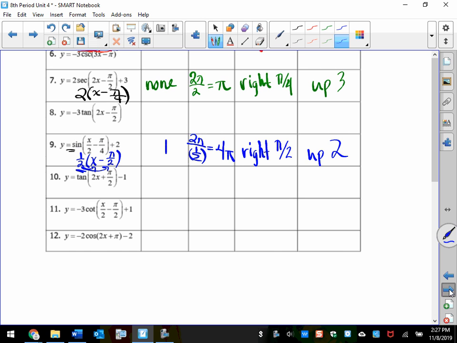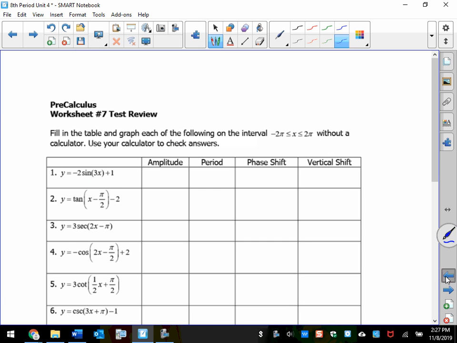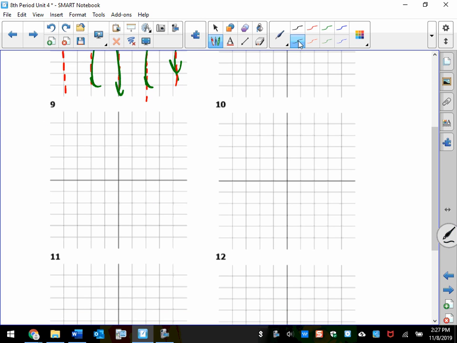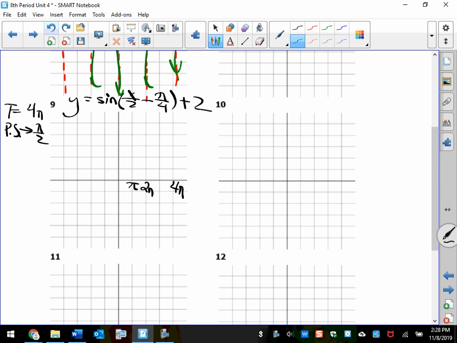So let's go to number 9, and let's see if I can remember what the function was. X over 2 minus pi over 4 plus 2. Thank you. Okay, that looks good. The new period we calculated to be 4 pi, and the phase shift is to the right pi over 2. So we want to replace 2 pi, the old coordinate right there, with a 4 pi, cut that in half, and cut that in half to get our new scale. So there's our new scale.